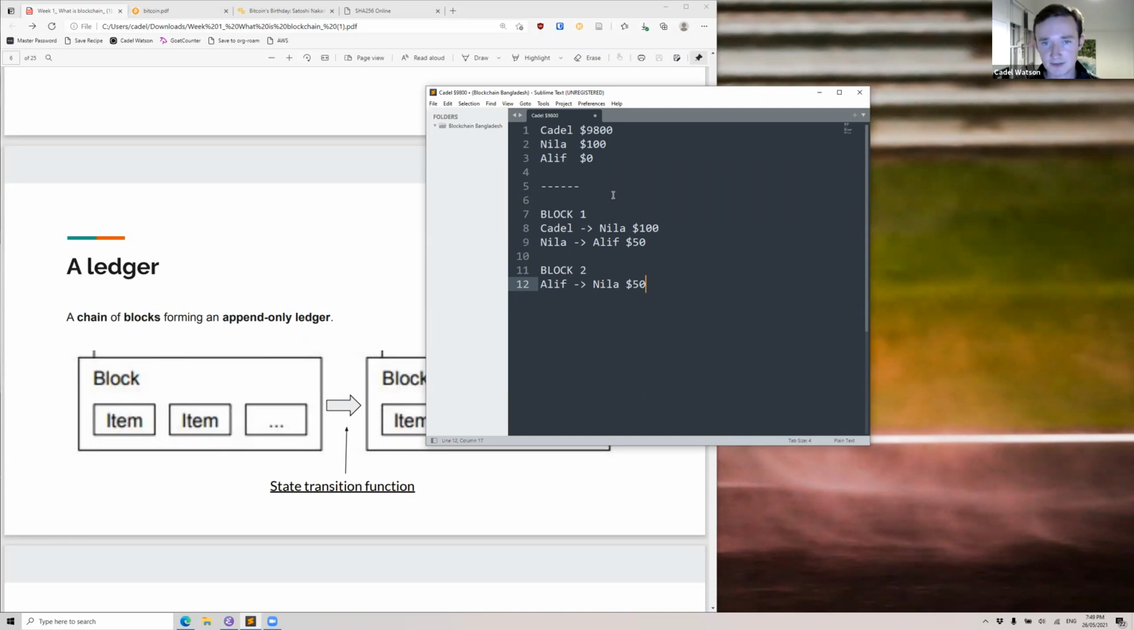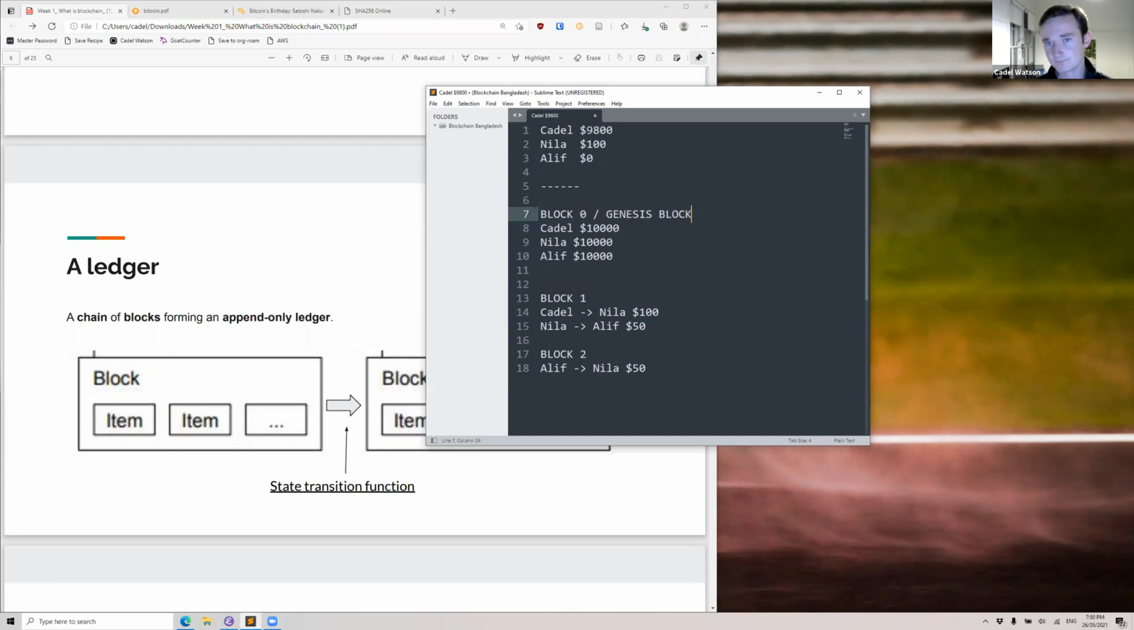Now, when we start with our initial database, which might say that everybody has 10,000, we call this kind of initial first block, or like block 0, the genesis block. And the idea is that if we have the genesis block and then we have each block after it, we can end up with our final bank balances. So we can reconstruct that whole database.